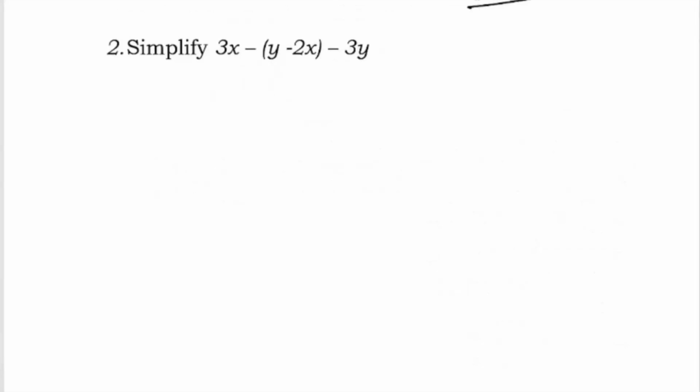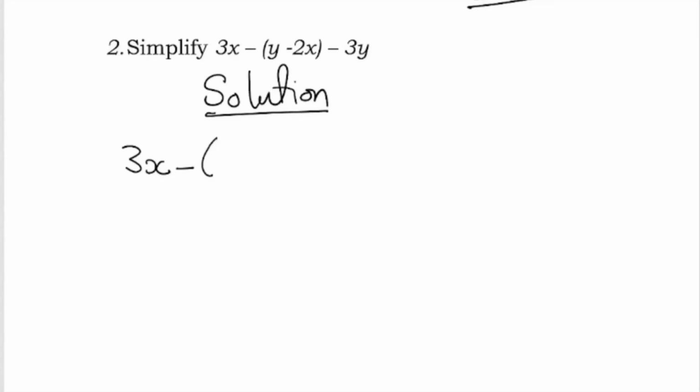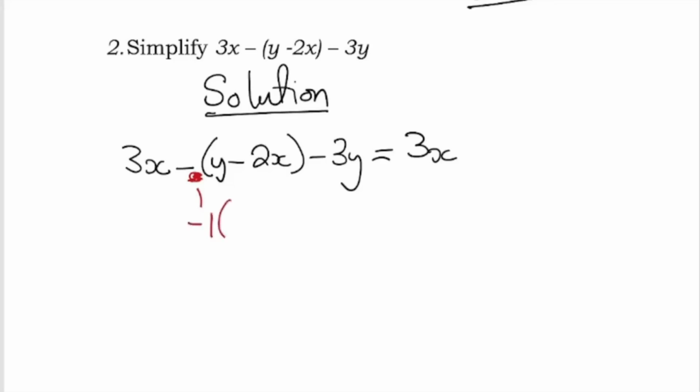The second one, let's look at how we undo it. So we are given 3x minus bracket y minus 2x bracket minus 3y. And so we're going to start with our 3x there. Now you should notice that here, though there seems like there's no number, there is actually a 1 here. So actually we can write this statement as minus 1 open bracket y minus 2x, like that.